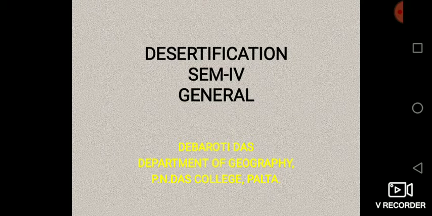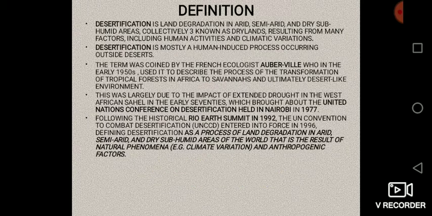Today I'll be talking on desertification for SEM 4 general students. By definition, desertification is land degradation in arid, semi-arid, and dry subhumid areas, collectively known as drylands, resulting from many factors, including human activities and climatic variations. Desertification is mostly a human induced process occurring outside deserts.